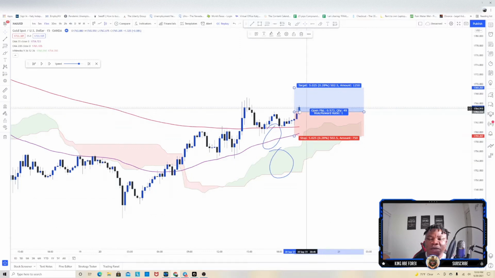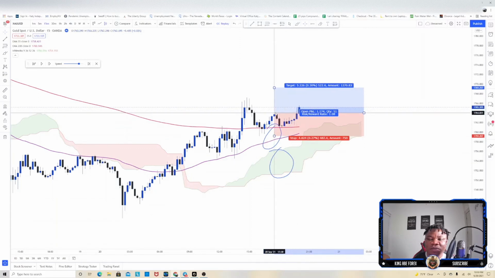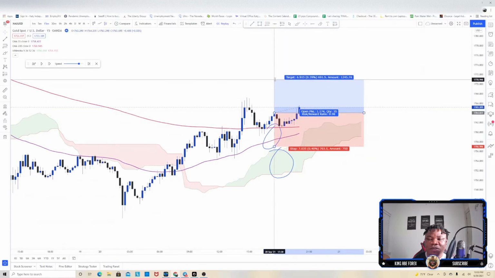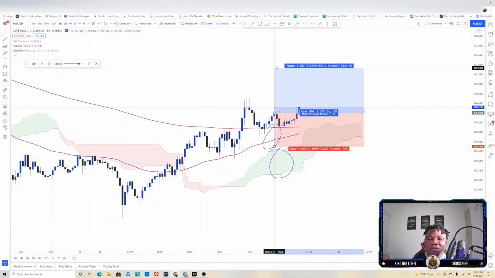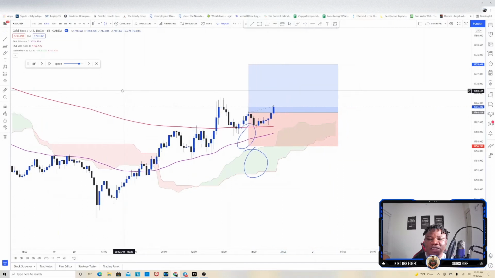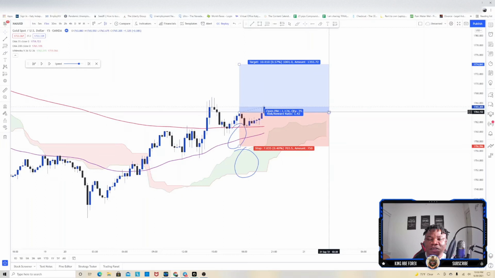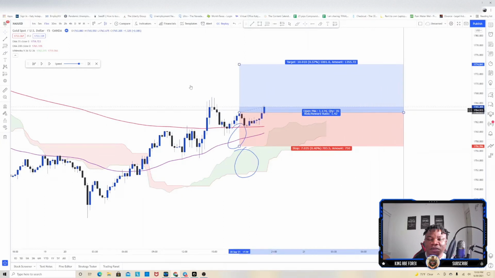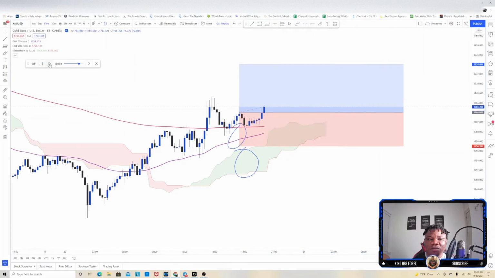I'll have my entry right over there, and I'll simply target 70 pips right over here for my stop loss, and my take profit is going to be 100 pips. So we're shooting for 100 pips, and our risk to reward ratio is 1:4. So let's take a look and see how this trade actually played out. Let's see this in action.